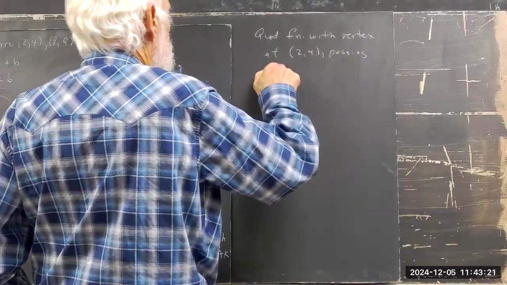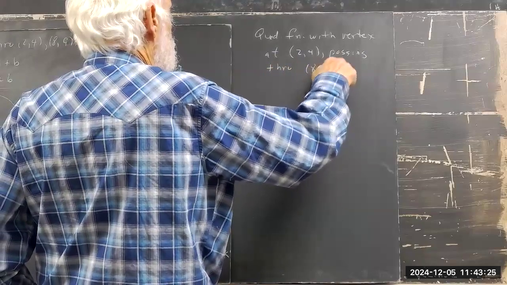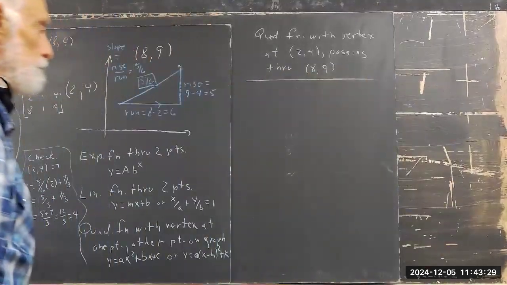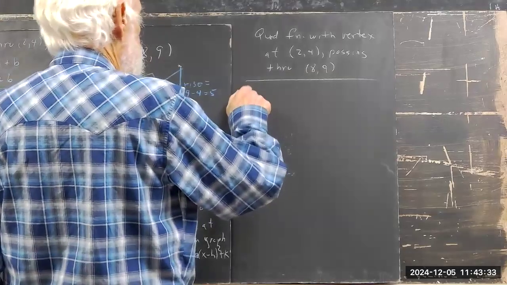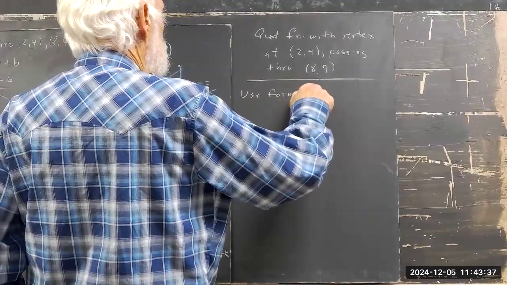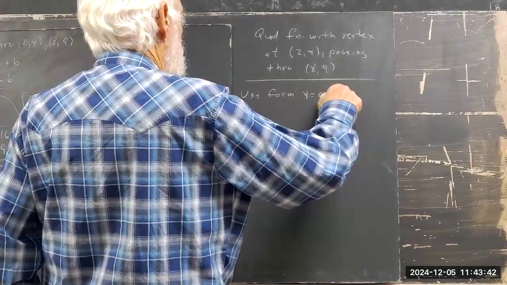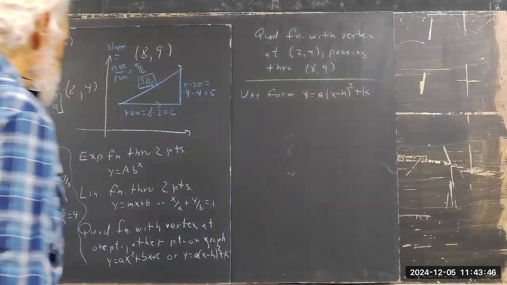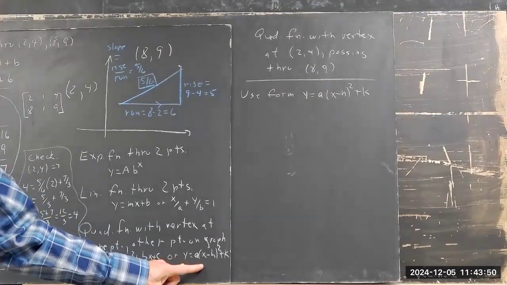With the graph passing through (8, 9). Okay. Well, we use the form y equals a times quantity x minus h squared plus k.